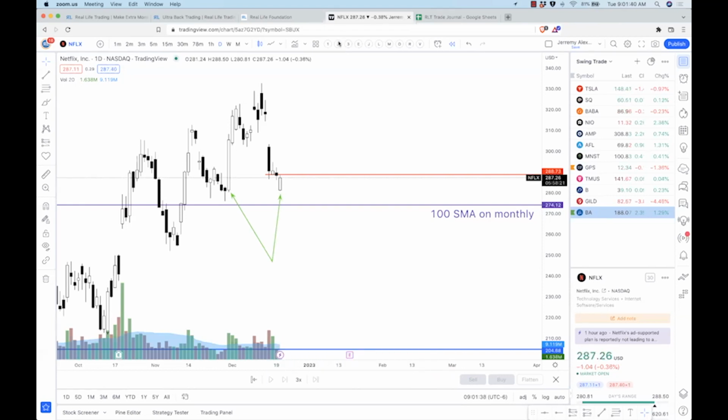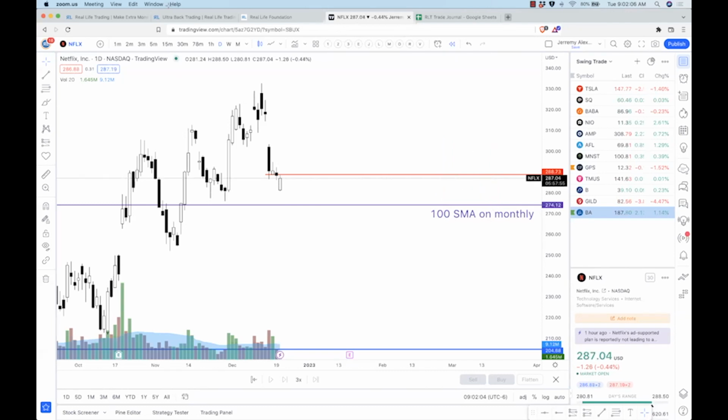So the open of really strong bull candles is a good support level, right? A good support level on Netflix is the bullish open candle there. So strong little bull open. That, and you have the 100 simple moving average on a monthly chart.